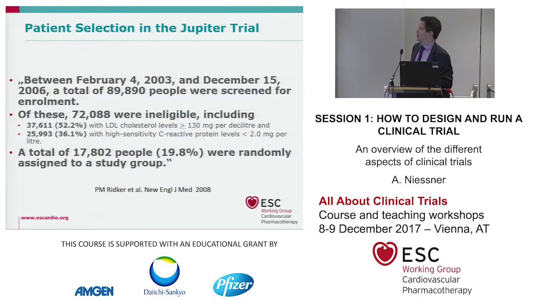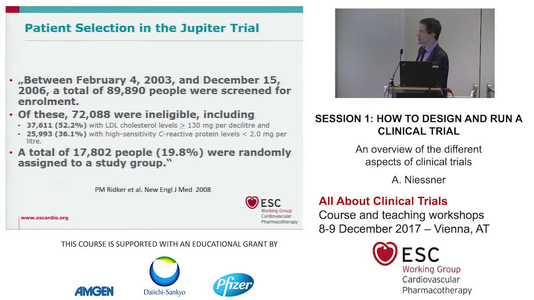Another example of very restrictive inclusion of patients is the Jupiter trial. They wanted to have patients with an LDL cholesterol below 130 and a C-reactive protein above 2.0 milligram per liter. So they wanted patients with low cholesterol and high inflammation. And they had to screen almost 90,000 patients to end up with 17,000 patients who were finally randomly assigned to a study group.